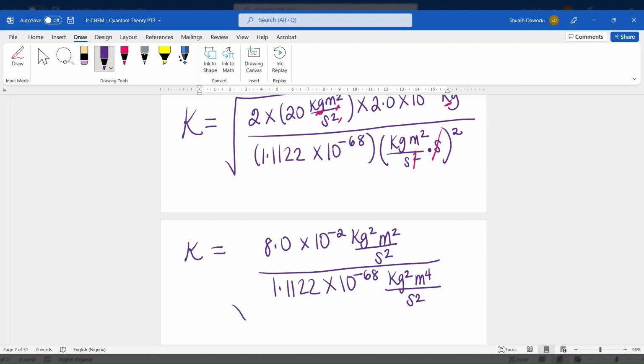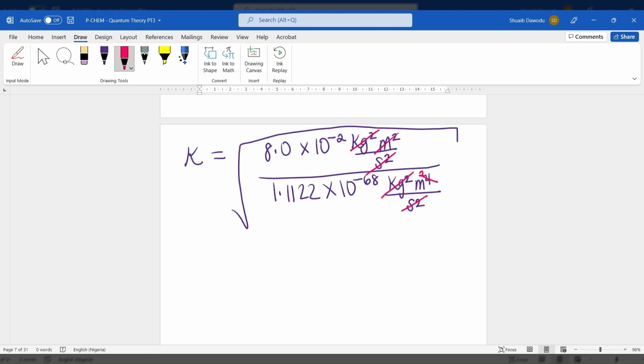So let me rewrite this. Now that we have broken all of the information down and we've gotten our units correctly, we can simply cancel out. We can cancel out kilogram squared here and then kilogram squared here. We can cancel out meter squared here and we can cancel out meter raised to the power of 4 to become meter squared. Cancel out the denominator here and the denominator here. So yeah, that's how you do it.